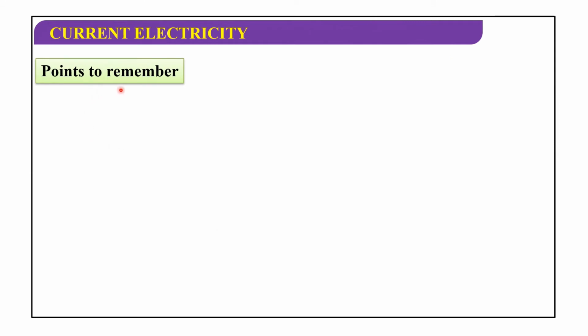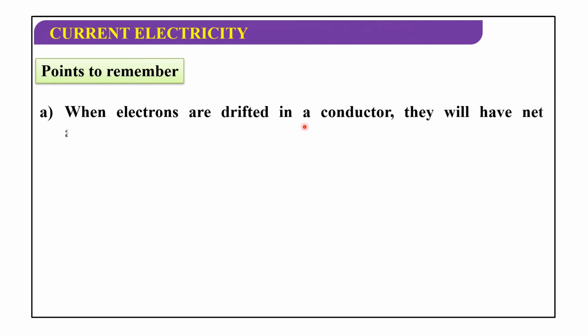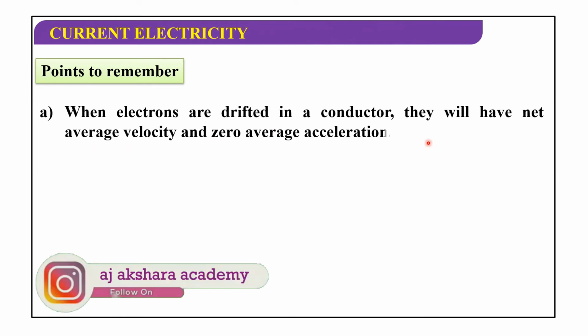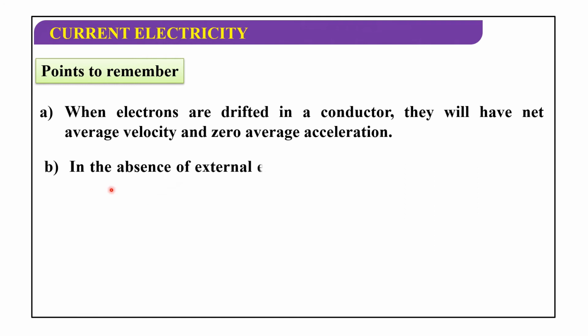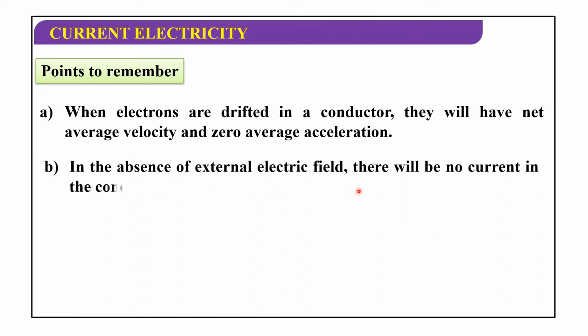Now we'll remember the points to remember. First one, when electrons drift in a conductor, they will have a net average velocity and zero average acceleration. In the absence of external electric field, there will be no current in the conductor.